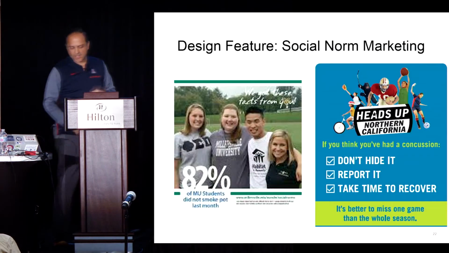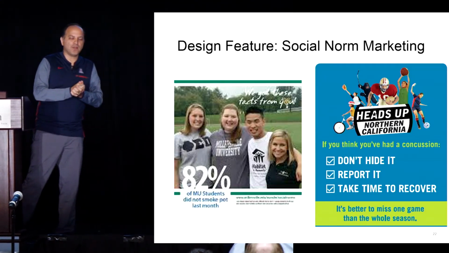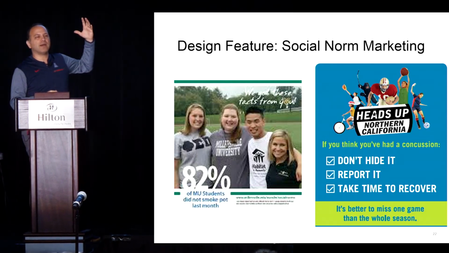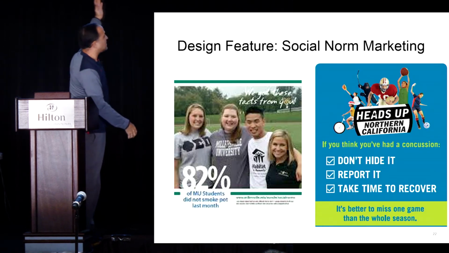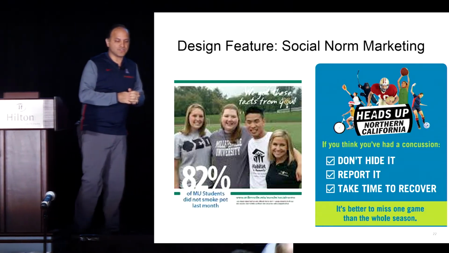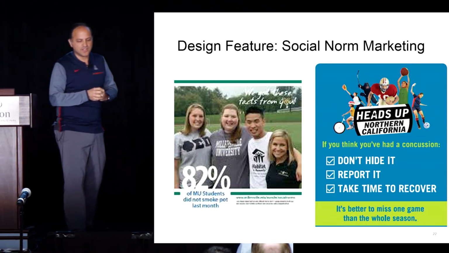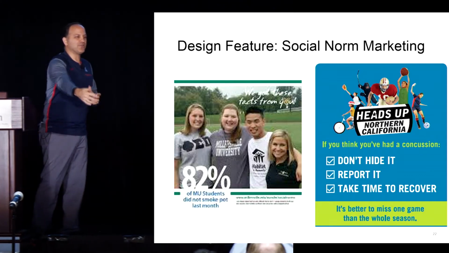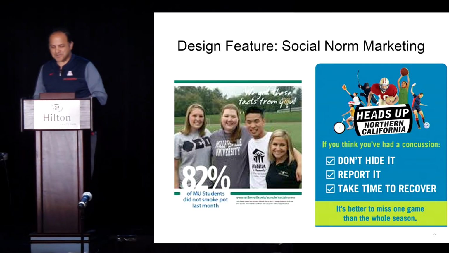So there's this concept in psychology called social norm marketing. What social norm marketing does is give you information about a subset of the population that you identify with. Like the example on the left, it might be college students. So the stat may be 82% of MU students did not smoke pot last month. Again, we have to speak to our audience here. I pick something that our end users are interested in.